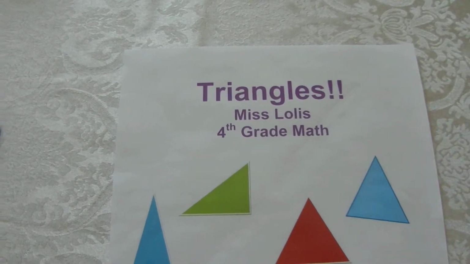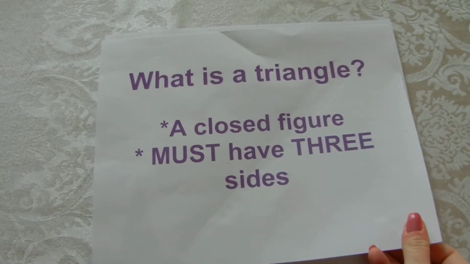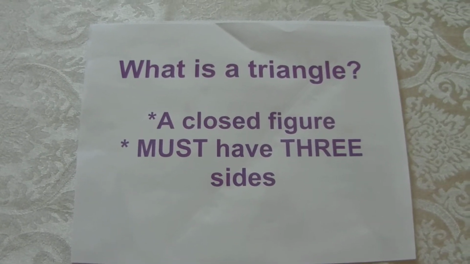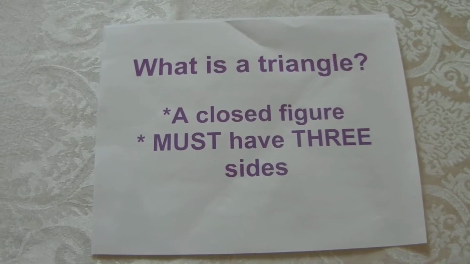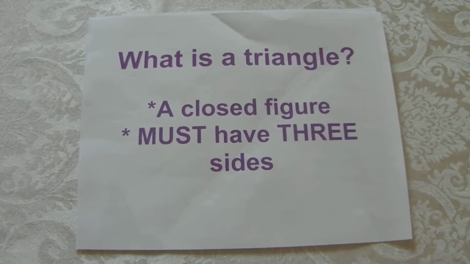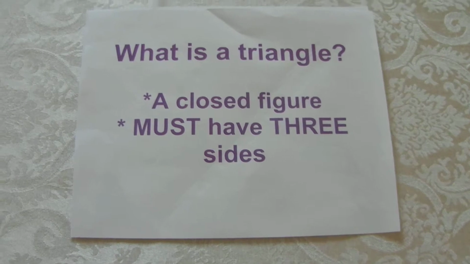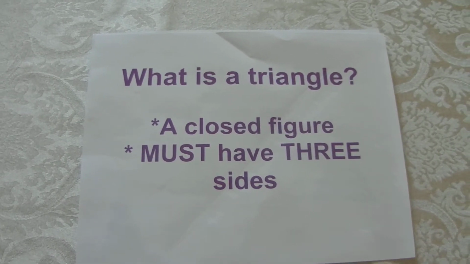First off, what is the definition of a triangle? A triangle is a closed figure that has three sides. Later on in this mini lesson, I will have an assessment to test you on your knowledge of the definition of a triangle and identifying some different types of triangles.